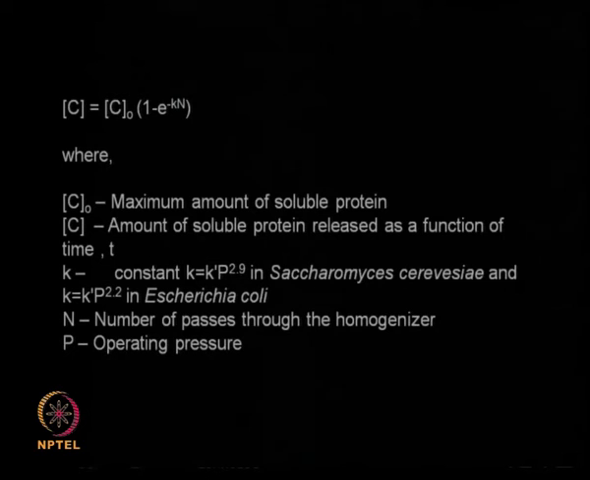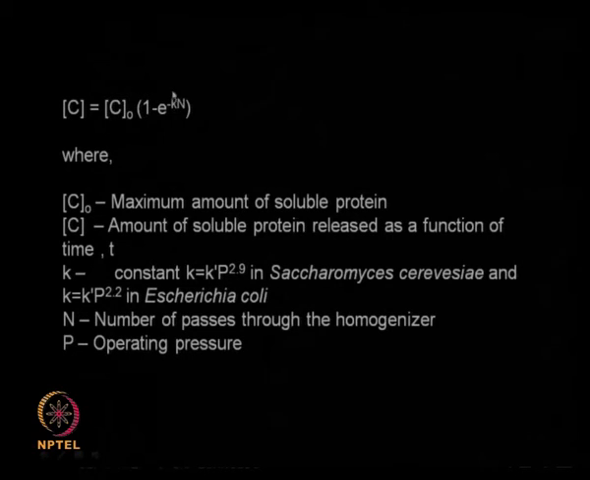You can reduce this to a much simpler equation of this form, C equal to C naught times 1 minus exponent minus k n. C is the amount of protein or enzyme or product that is released as a function of time. C naught is the maximum amount of this protein present inside. N is the number of passes through the homogenizer. 1 pass means N will be 1, 2 passes N will be 2 and so on.